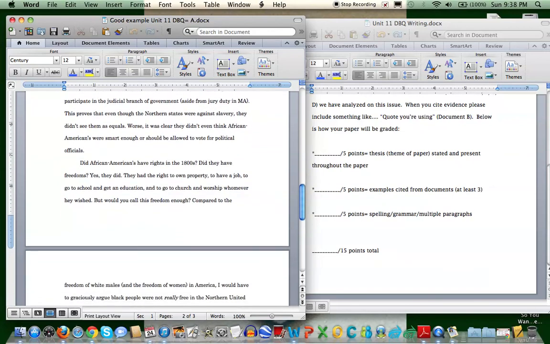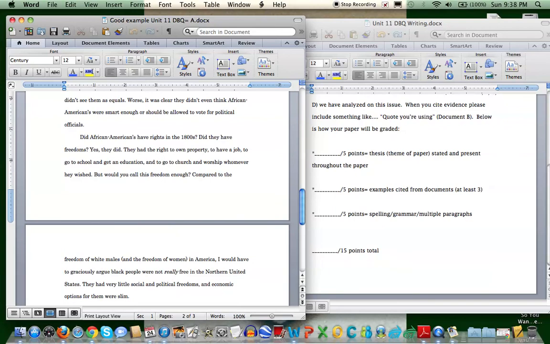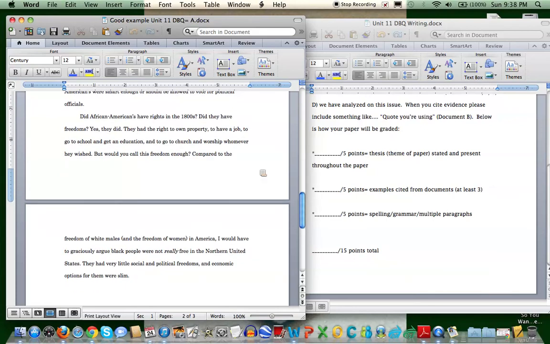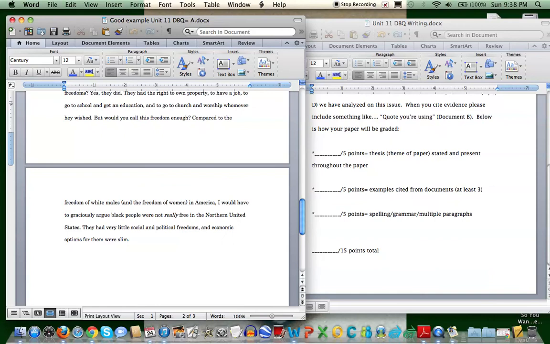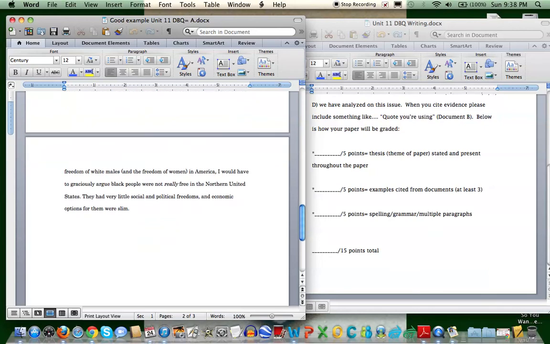Did African Americans have rights in the 1800s? Did they have freedoms? Yes, they did. They had the right to own property, to have a job, to go to school, and to get an education, and to go to church and worship whomever they wished. But would you call this freedom enough? Compared to the freedom of white males and the freedom of women in America, I would have to graciously argue black people were not really free in the northern United States. They had very little social and political freedoms, and economic options for them were slim.